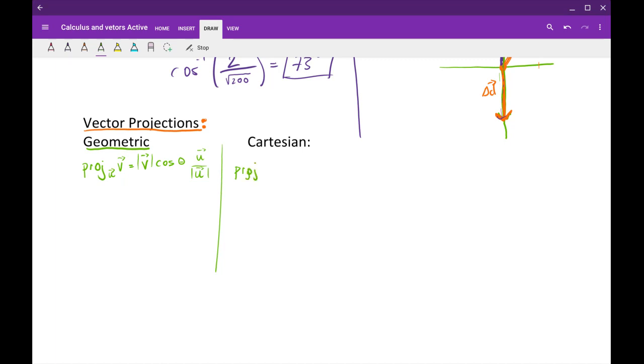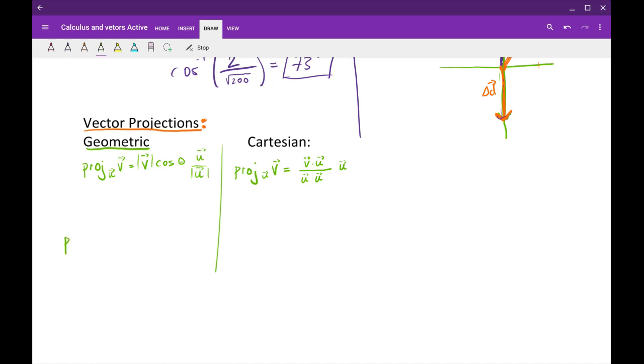And we've got projection here as well. I can project a vector V onto U, and if I have my vectors in Cartesian format, I'm going to do V dot U over U dot U, and take that whole thing and multiply it by vector U. Okay, and that's the idea.